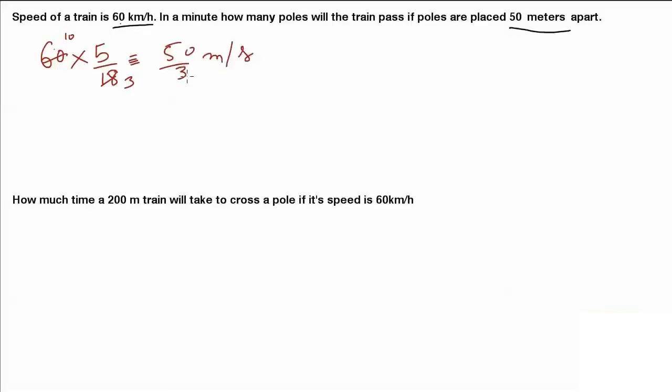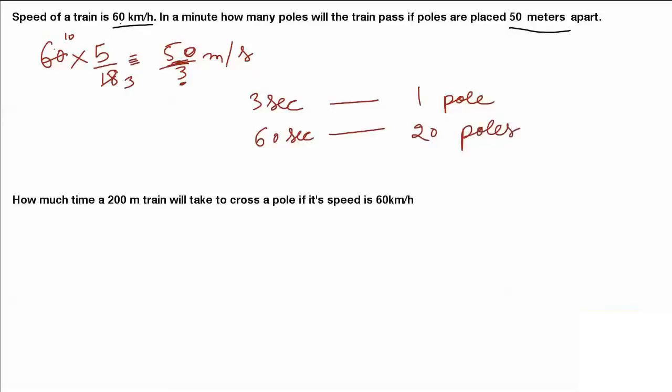So that means in 3 seconds the train covers one pole. The distance between poles is 50 meters, and it covers 50 meters per 3 seconds. In 3 seconds it covers one pole. In 60 seconds it covers 20 poles. That's really simple. So 20 poles is our answer.